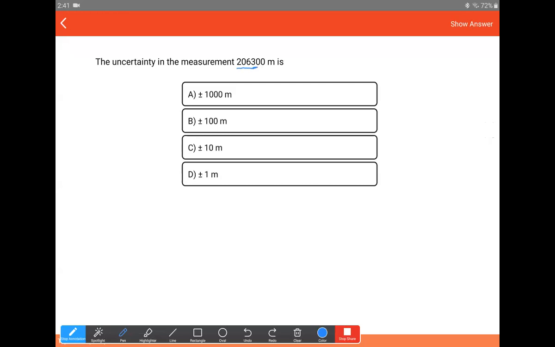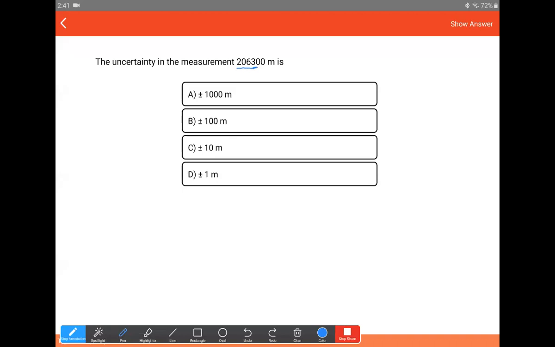So when we look at uncertainty, we see that 300, not just the 3 but everything behind it, the 300 is the uncertainty. What that's telling us is that we are using a measuring device that can measure by the hundreds of meters. So remember that 300 is uncertain. It could have been 275, 325, we can't tell.